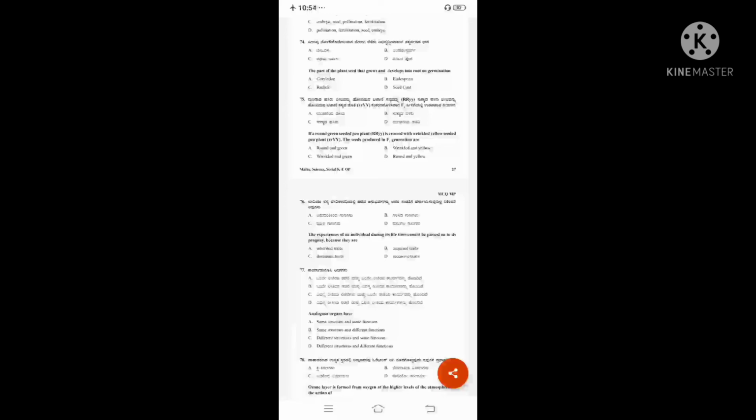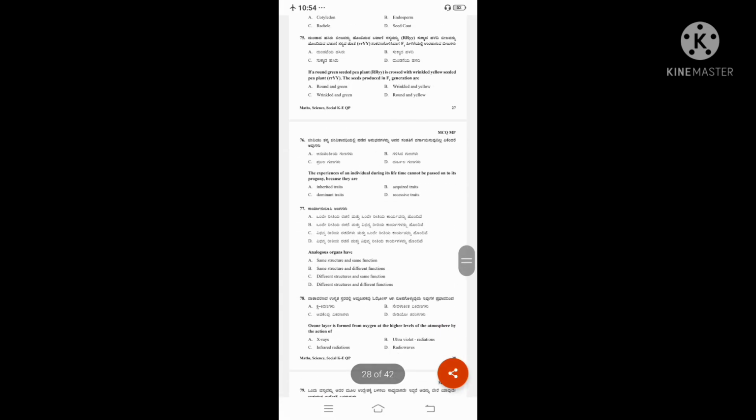The part of the seed that grows and develops into the root during germination is called the radicle. So in round plants, RRYY crossed with wrinkled green seeds, the F1 generation is round and yellow. Option D is correct. And that is a direct question, children, a diagonal cross. The experiences of an individual during its lifetime cannot be passed on to its progeny because they are acquired traits, which cannot be inherited, whereas inherited traits can be passed on.